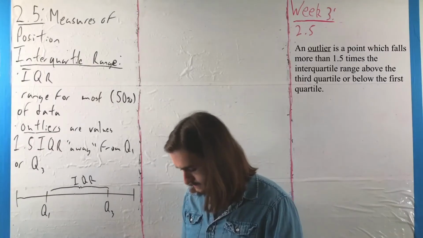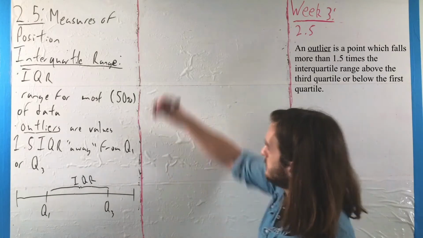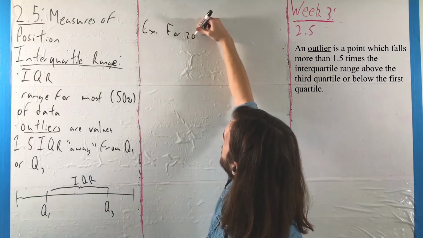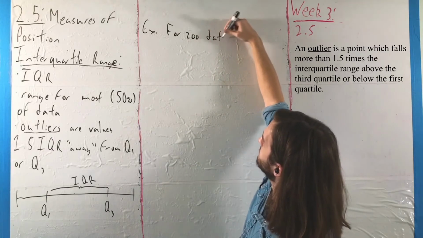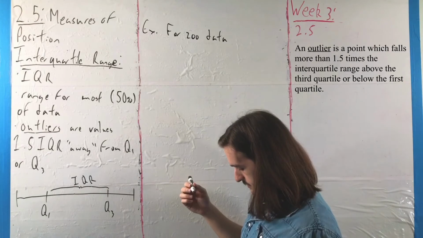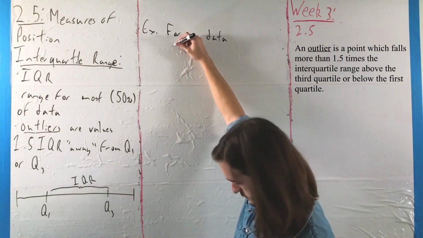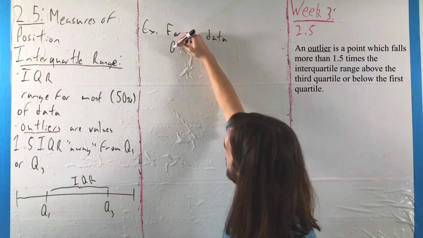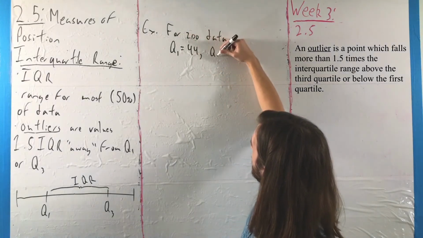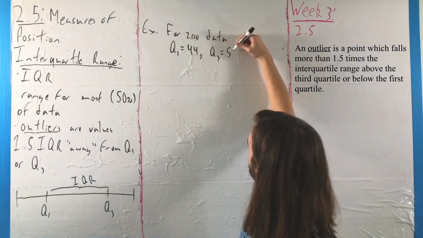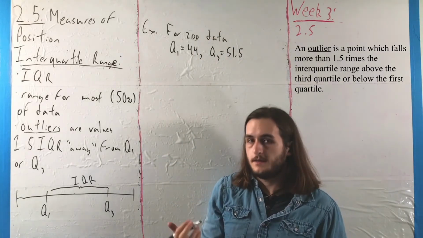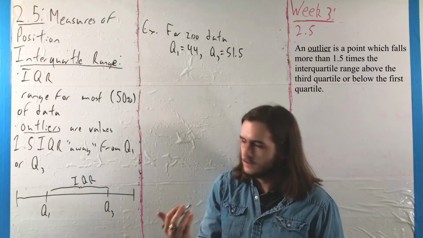And here, if we go back to the zoo data, for that data set, we would have that Q1 is equal to 44, and Q3 is equal to 51.5. And I'll leave this to you to verify that that's the case. It's not that complicated though.